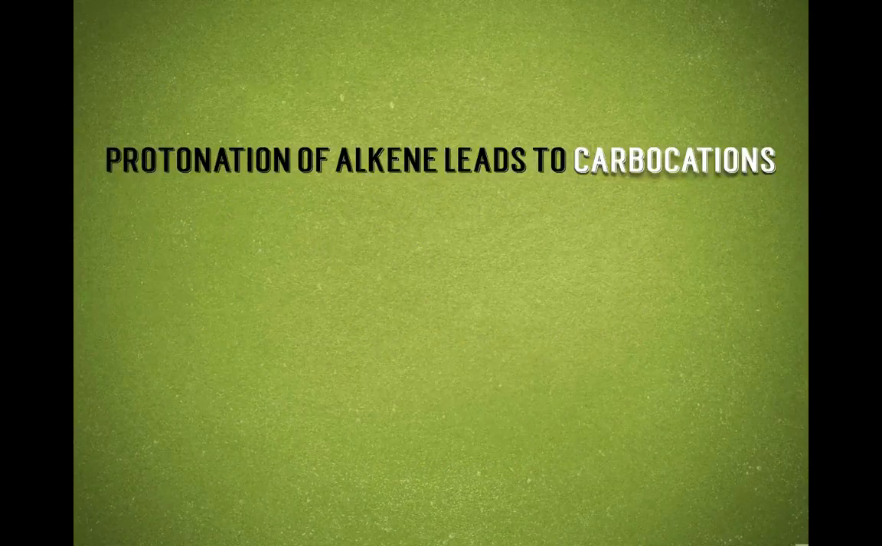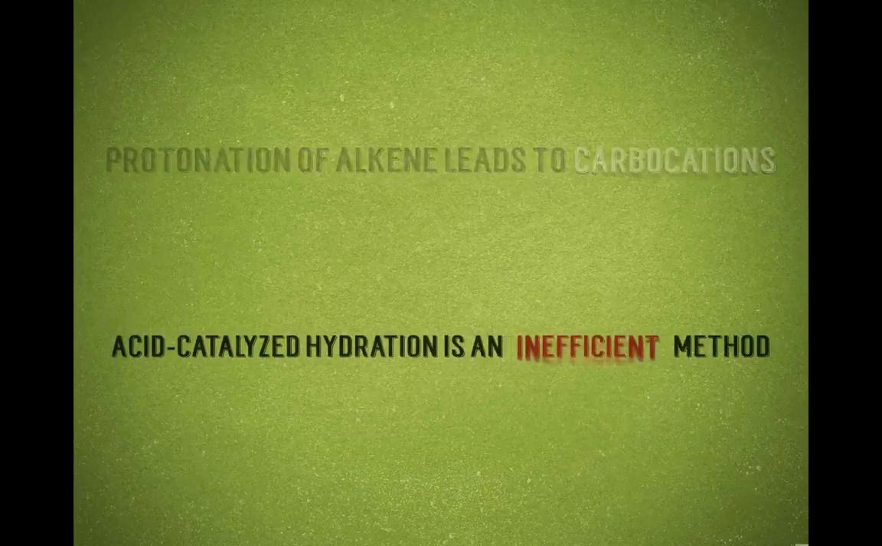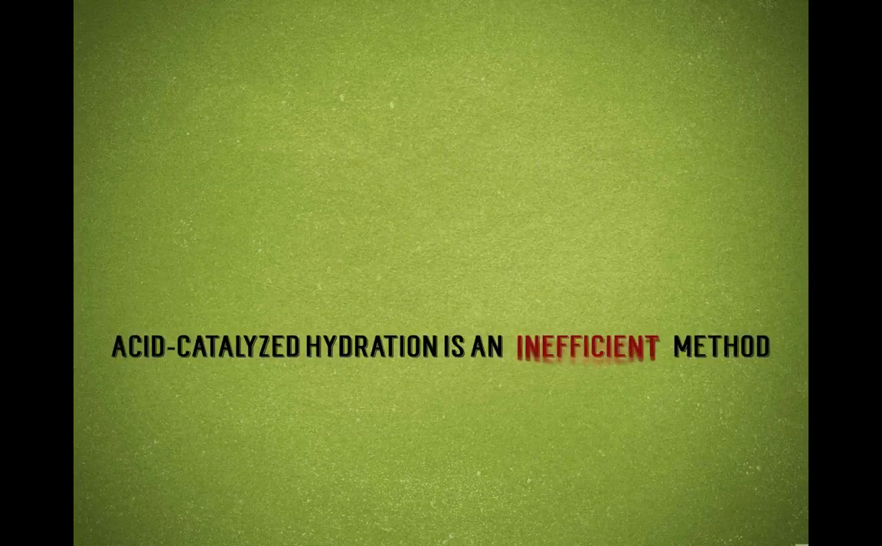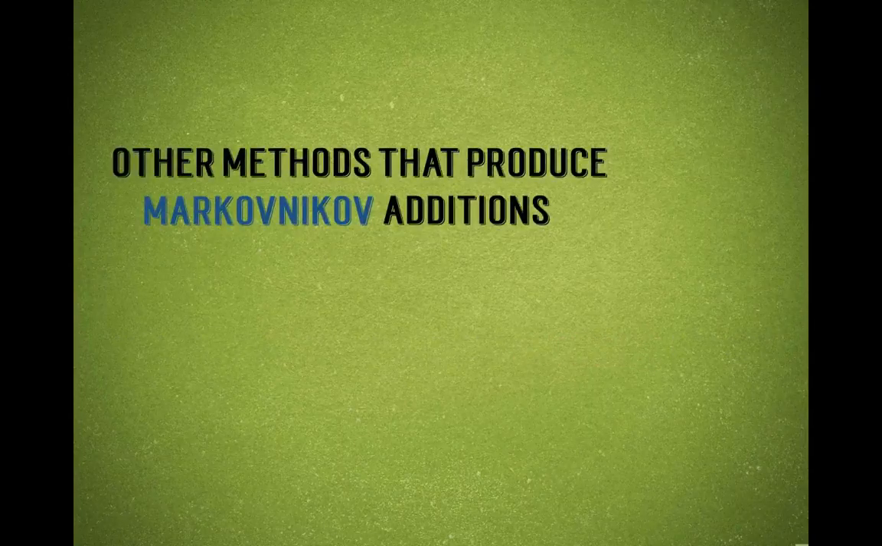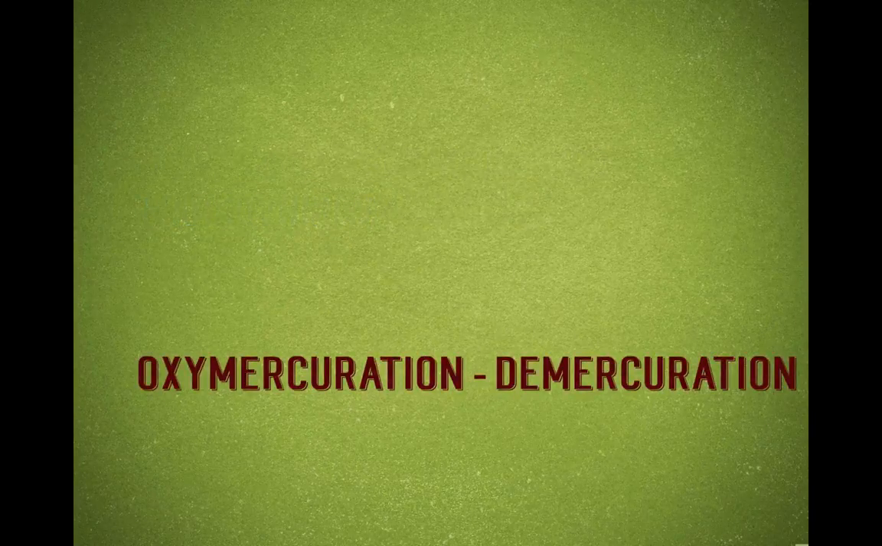So protonation of an alkene leads to carbocations. Acid catalyzed hydration is an inefficient method because of the production of the carbocations. Sometimes when you're producing carbocations, it can lead to undesired products, not giving you all of the desired effect that you wish. So there are other methods that produce Markovnikov additions. These are more desired products and also a lot more straightforward.